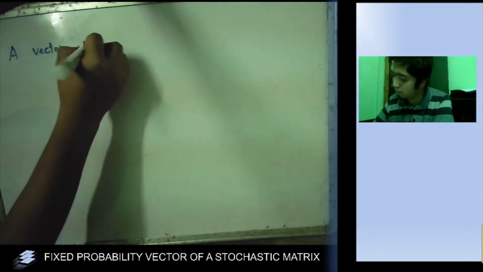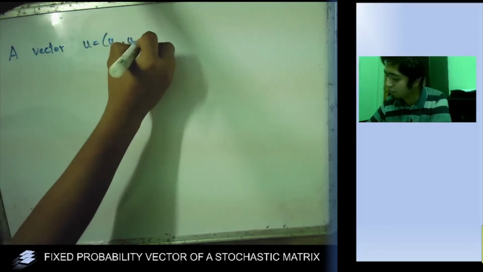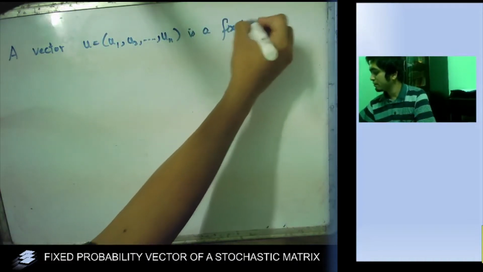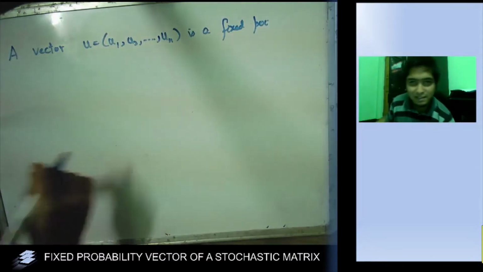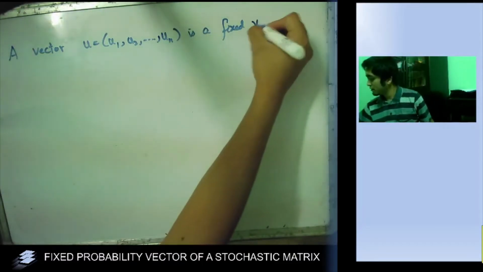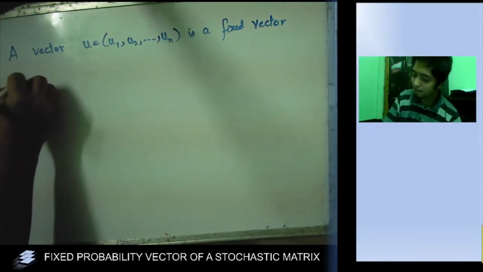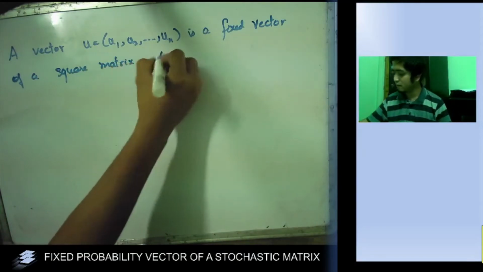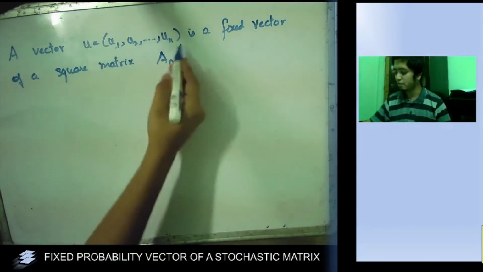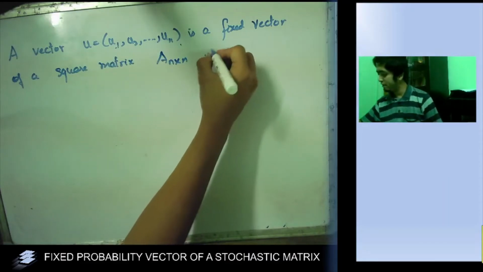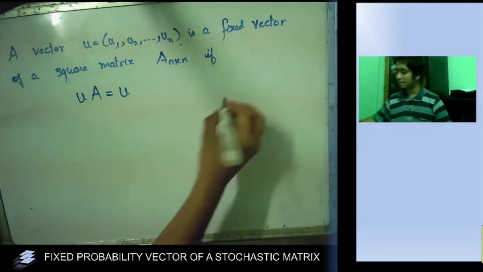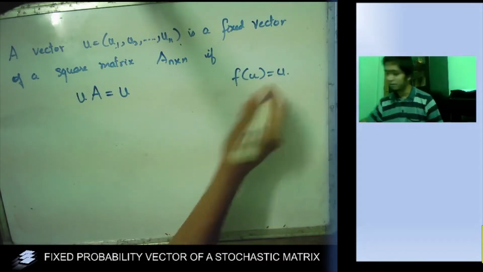A vector v, or vector u, having n coordinates, is a fixed point, or a fixed vector, of an n by n matrix A if uA is equal to u. We have n coordinates, so over here A will be n by n. It's just like writing f(u) equal to u.